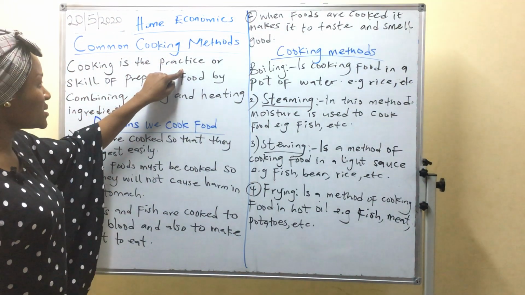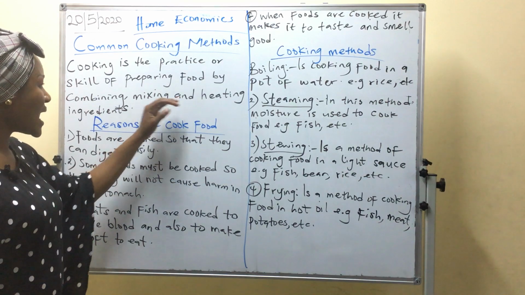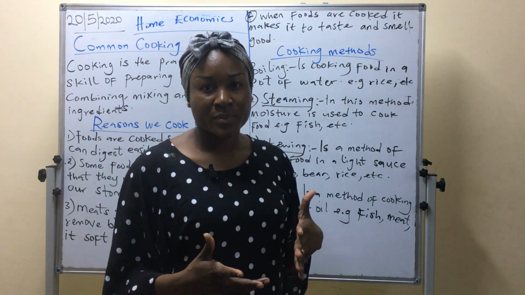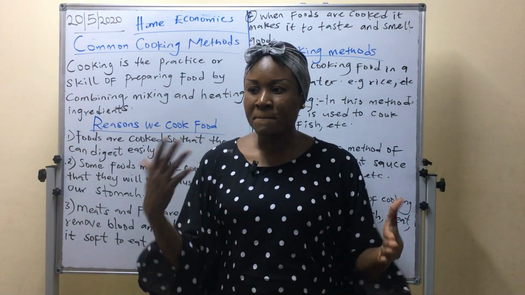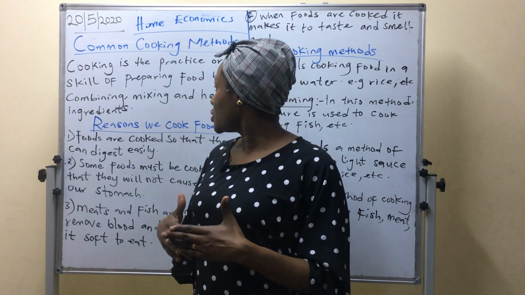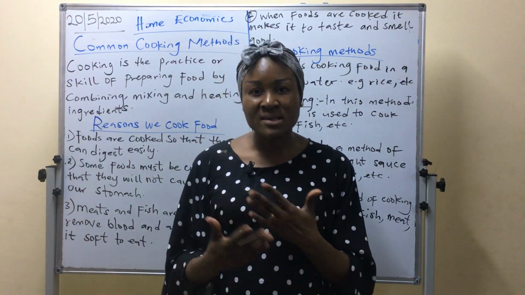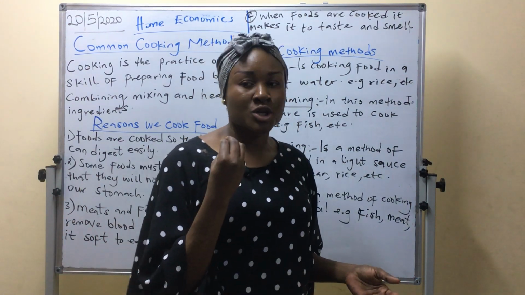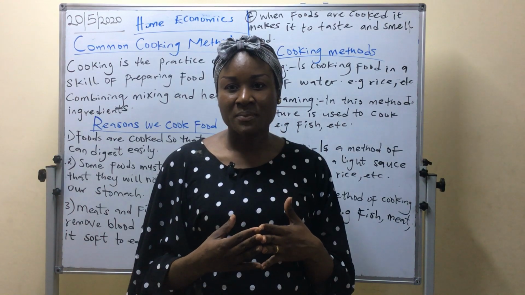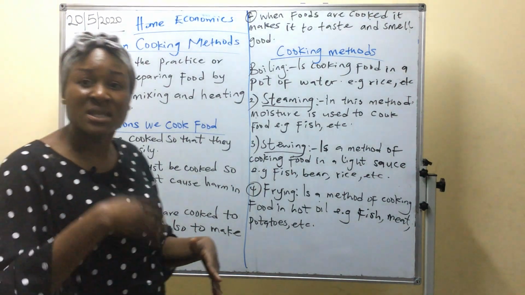Cooking is the practice or skill of preparing food by combining, mixing, and heating ingredients. Like the definition simply said, you first of all have to bring food, you combine various kinds of food, you mix them, and even the ingredients, that's your spices, you're going to mix them, then put them under heat. That is what cooking is. So cooking is either a skill or a practice. Practice is something that you do often.